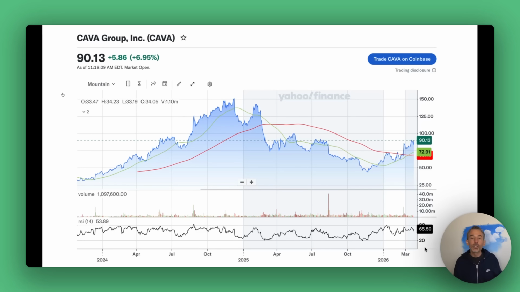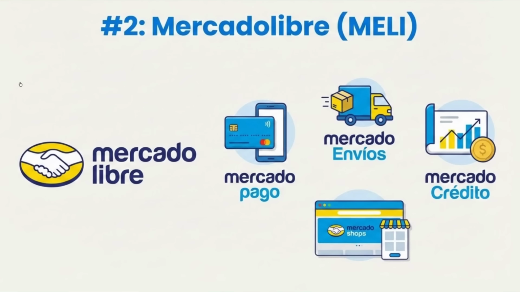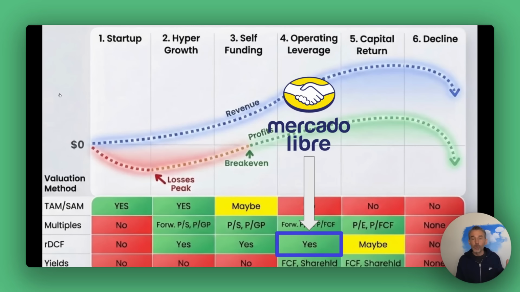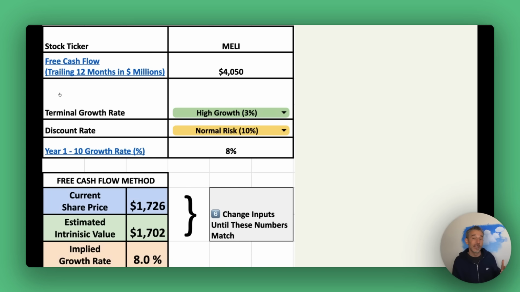All right, let's move on to number 2 on the list, which is Mercado Libre. Now, there's a whole bunch of different arms to this beast. There's Mercado Pago, a fintech solution. There's Mercado Envios, a fulfillment and shipping solution. Mercado Credito, which is a lending solution. And of course, Mercado Libre itself, which is an e-commerce solution. Now, this company is solidly in stage 4, and so we're going to use a reverse discounted cash flow analysis. Now, this is a little bit tricky, and here's why.